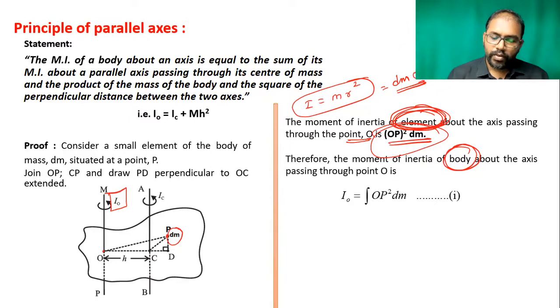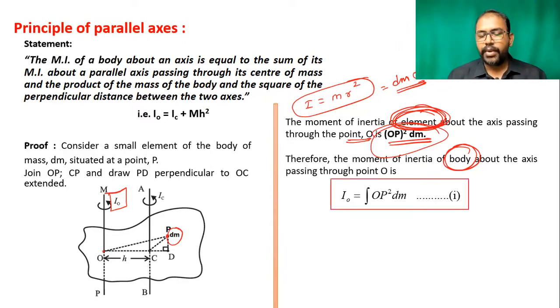So for a single particle we have written this, and after that for the body we integrate it. So this is equation number 1. Similarly, this was about the axis passing through O. Similarly, we can consider everything for the axis passing through point C, the center of mass.